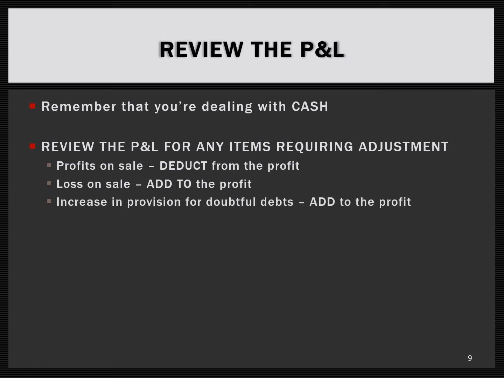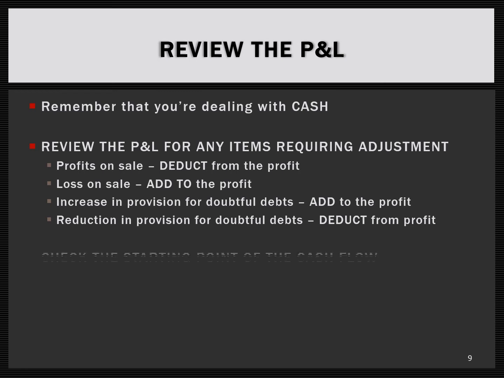If there's an increase in provision for doubtful debts, add that to the profit. If there's a reduction in the provision, deduct it. That's unlikely to crop up. It's more likely to be a profit or a loss on sale, but remember to make the adjustment the right way round for those. Also check the starting point of the cash flow.